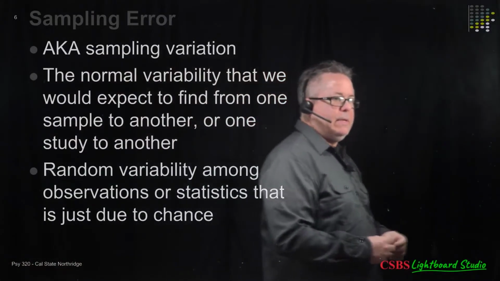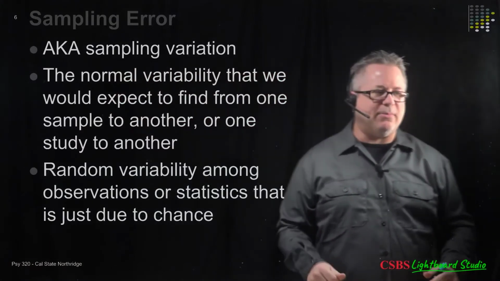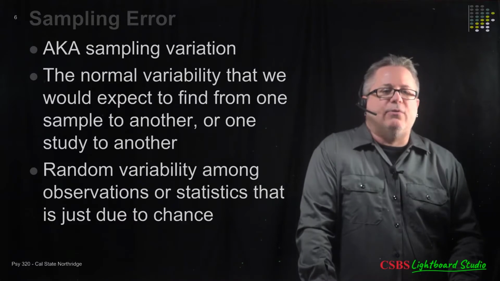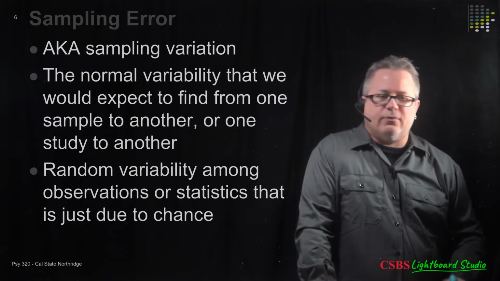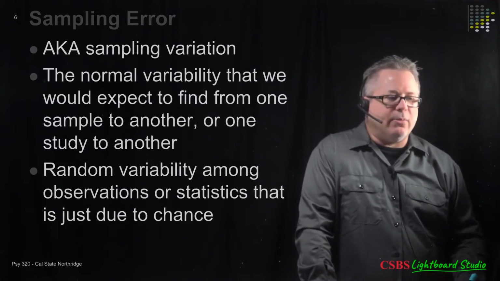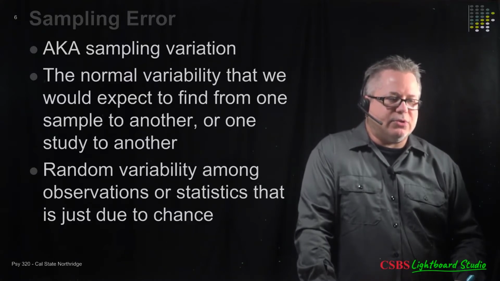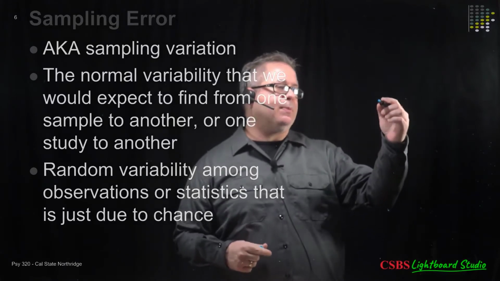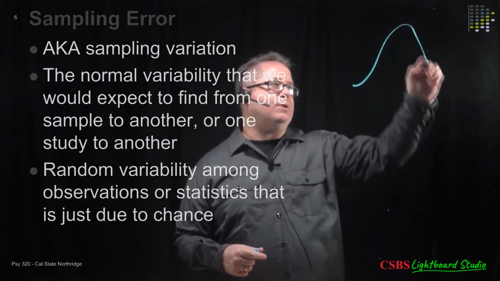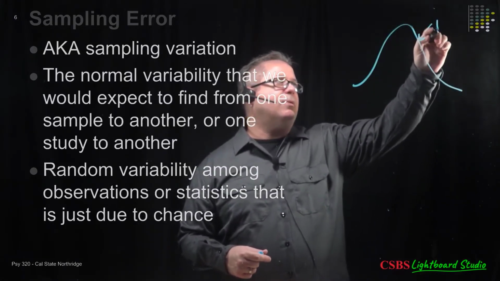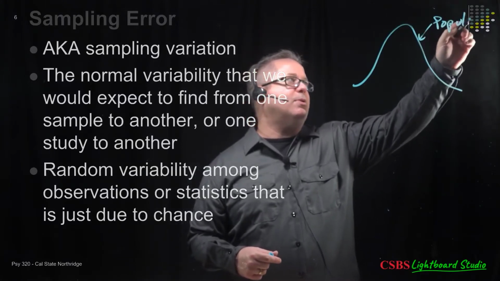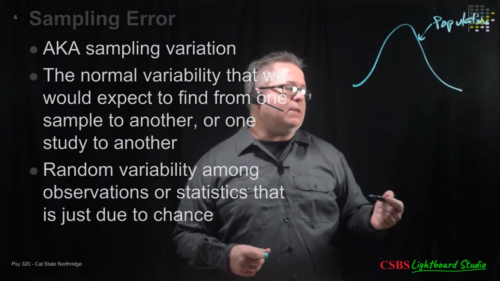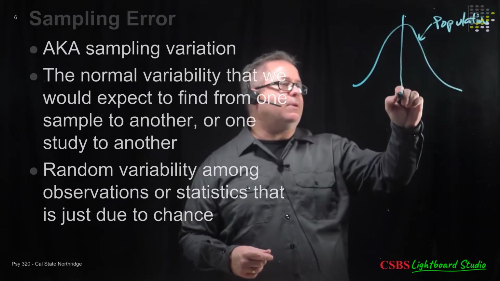So sampling error, also known as sampling variation, is really the normal variability that we would expect to find from one sample to another, or from one study to another. It's the random variability among observations or statistics that is just due to chance. What that looks like is, if I have some large population, this is my population of people which I'm targeting. I want to take samples, and this is going to have some mean.